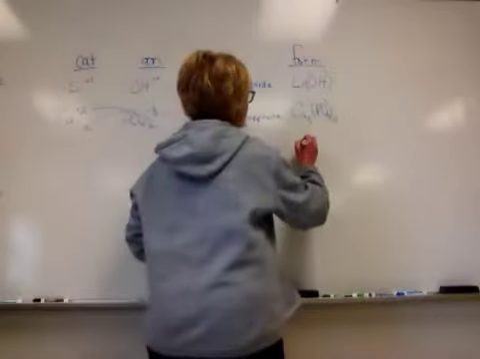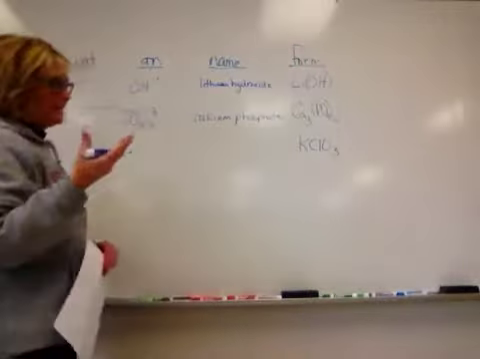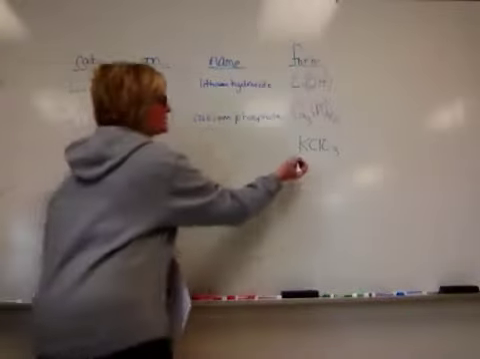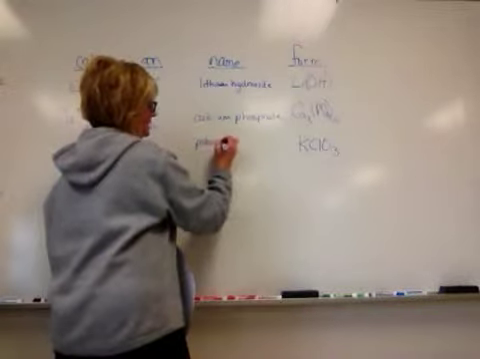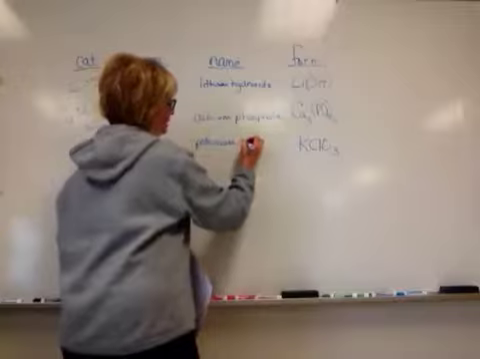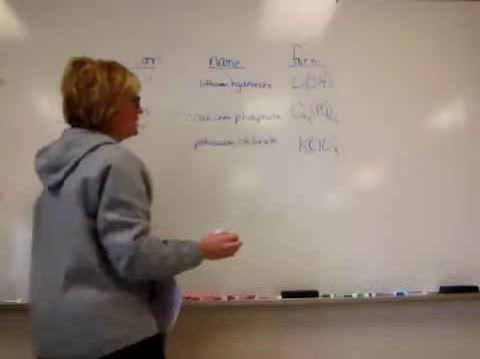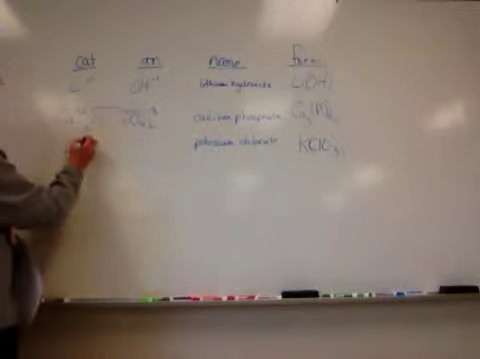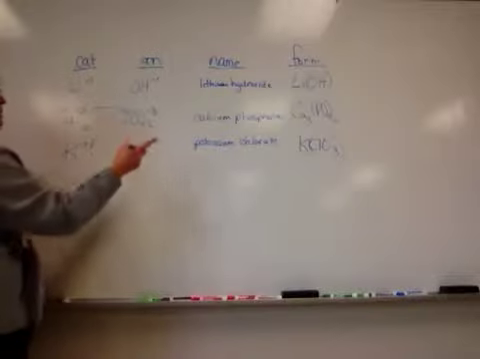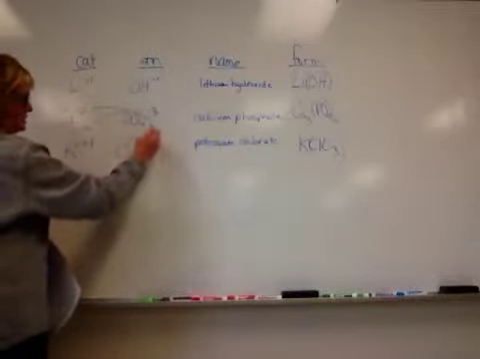Next one, it gives me the formula. So I have KClO3. Here again, name should be easy. What's the first name? Potassium. Second name? Chlorate. It is polyatomic, so that all goes together. My cation is potassium. It has a +1. Chlorate, you'll have to look at your cheat sheet. It is -1.